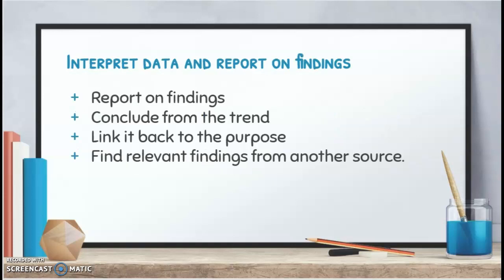Next, you need to interpret your data. So what do your results actually show you? Is there a trend? E.g., as the temperature increased, what happened to your dependent variable? It must link to the purpose, your aim. So if you plan to change temperature and see how it affected heart rate, that's what you must talk about in your conclusion. You must also have findings from another source. This could be another student's results who carried out a similar practical, or research that you found on the internet.